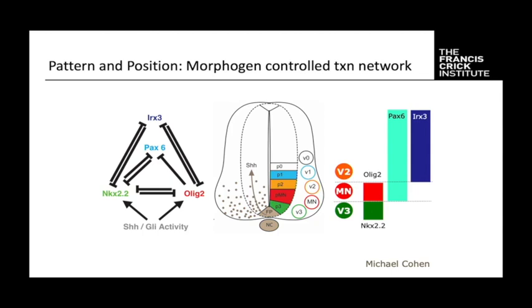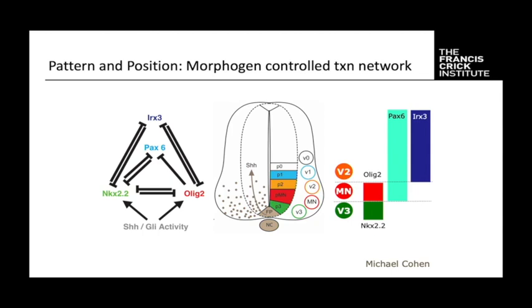So this set of 4 transcription factors defines 2 boundaries of gene expression within the neural tube. NKX2.2 is that high-response gene expressed very ventrally in the neural tube, and its dorsal limit of expression corresponds to the ventral limit of OLIG2 and PAX6, whereas the dorsal limit of OLIG2 is coincident with the ventral limit of IRX3.